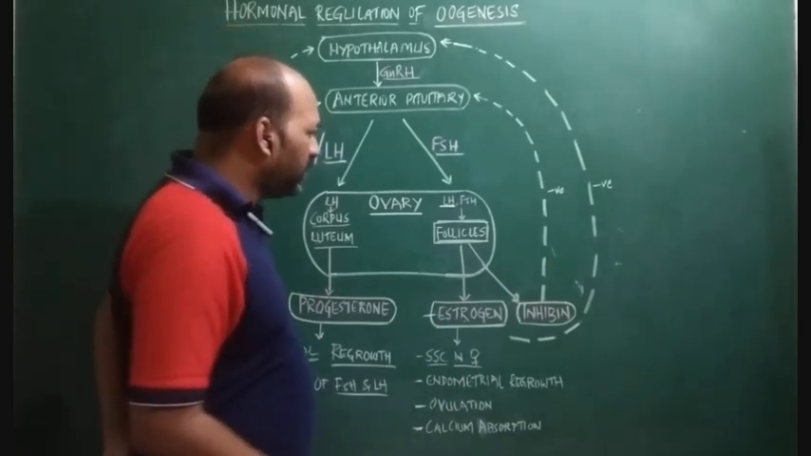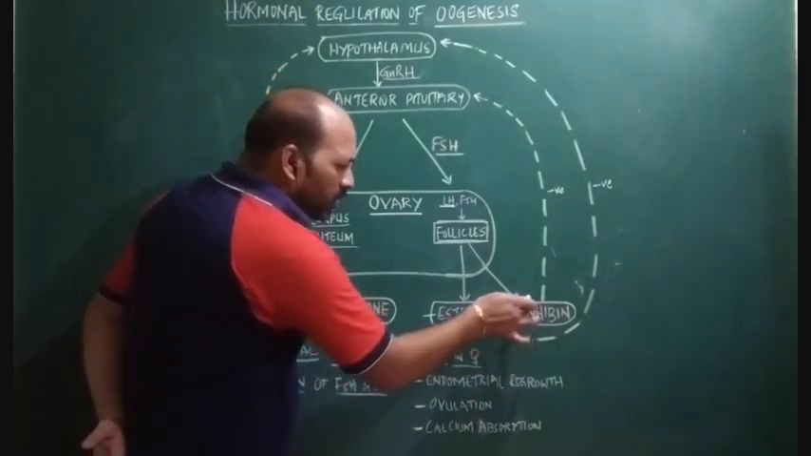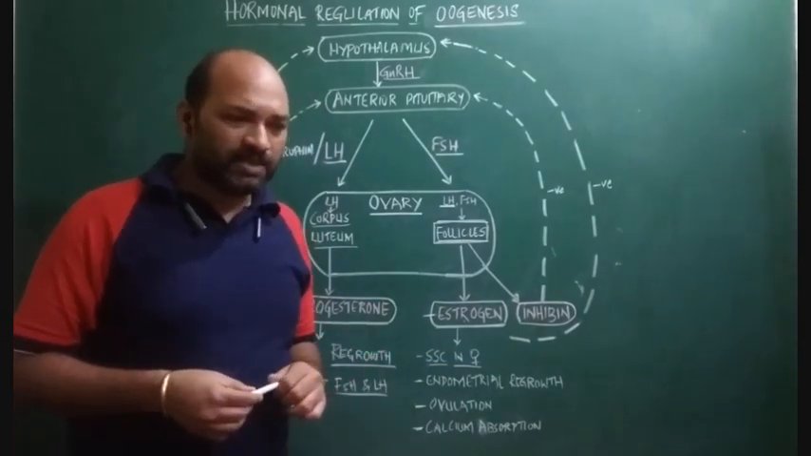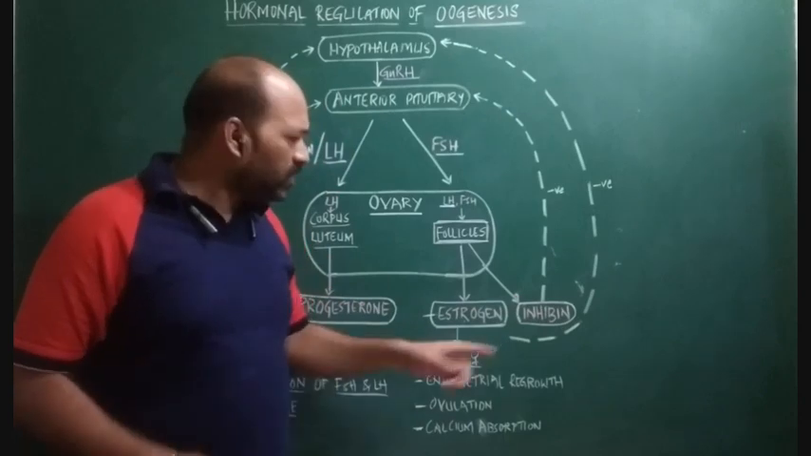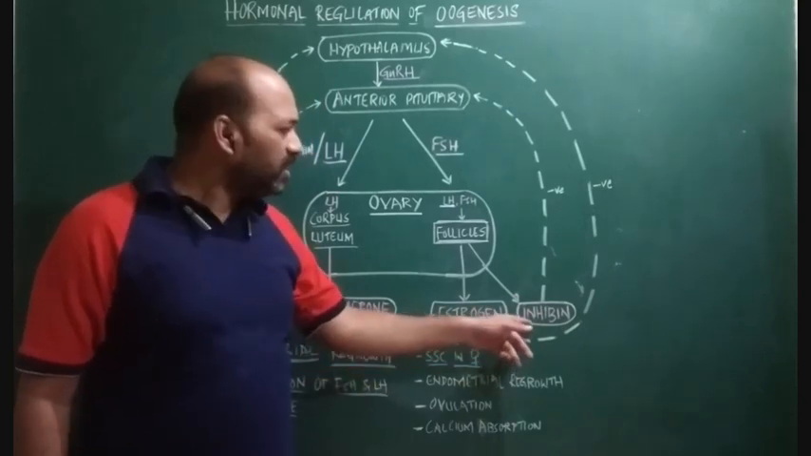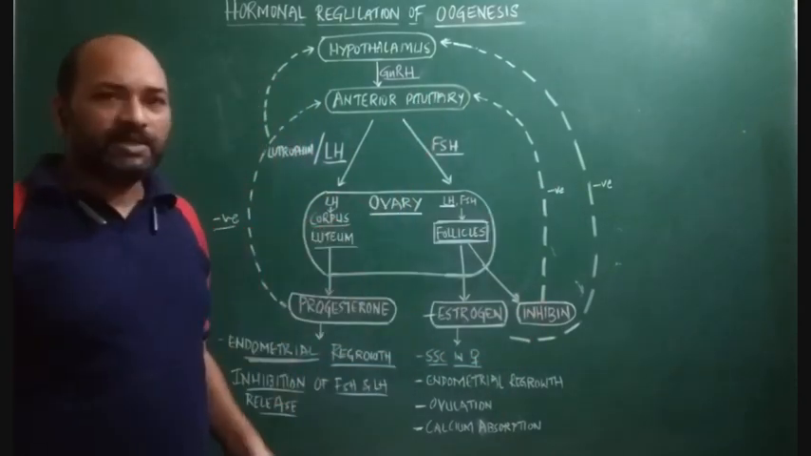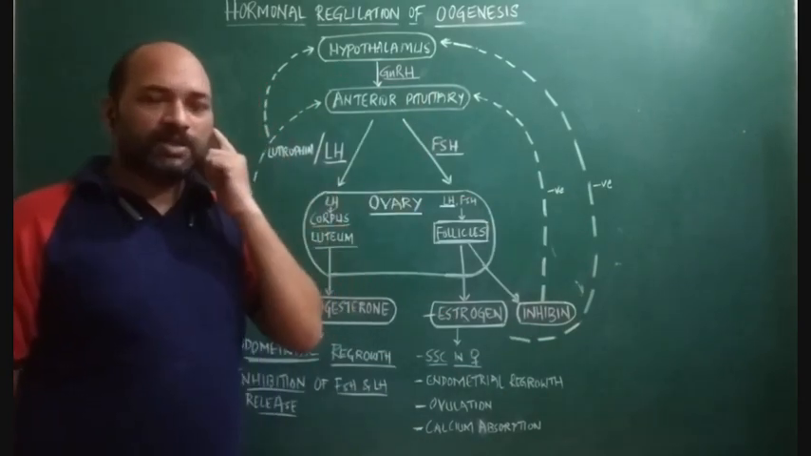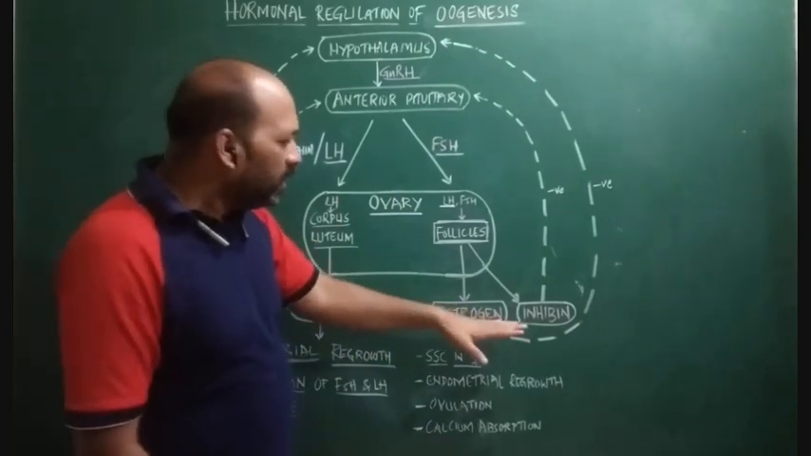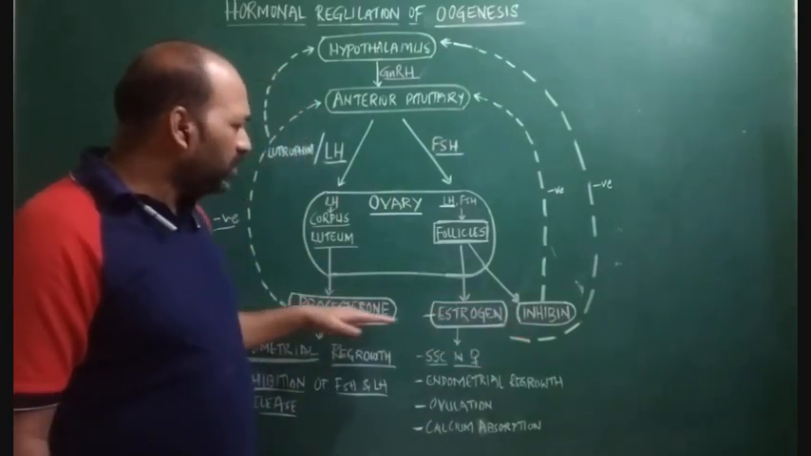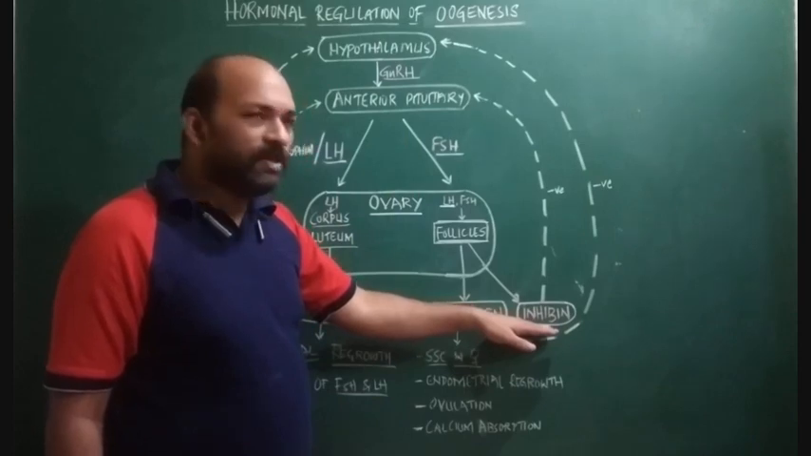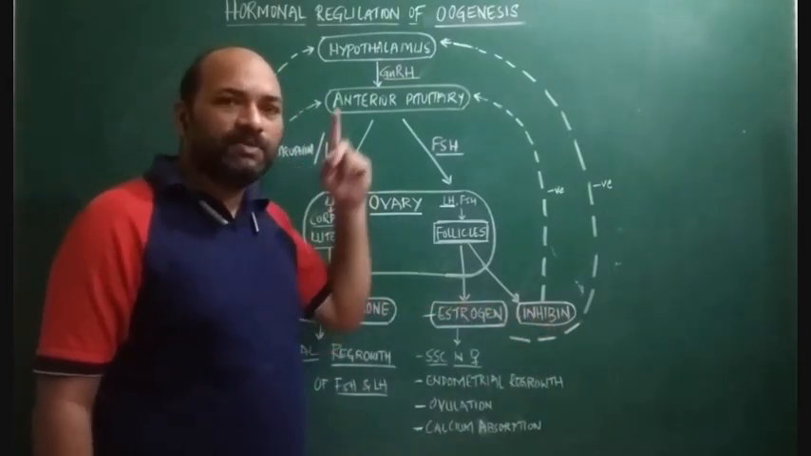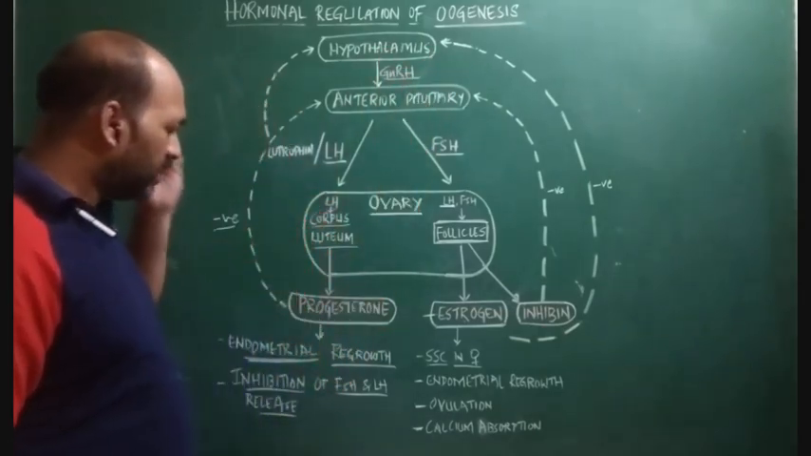On the other part, in the follicles the granulosa cells secrete the inhibin hormone. This inhibin hormone gives a negative feedback to the anterior pituitary, whereas the estrogen gives a negative feedback to the hypothalamus. So it may be progesterone, it may be estrogen, or it may be inhibin. These are the hormones which give a negative feedback to the anterior pituitary as well as the hypothalamus.